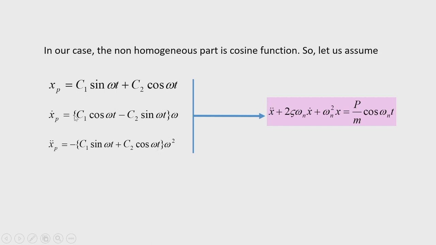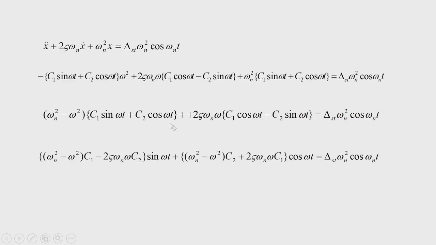So, when x p, x dot p and x double dot p are substituted in the differential equation, we get the left hand side as minus omega square into c 1 sin omega t plus c 2 cos omega t, of course, the negative sign is there, that is x double dot. Then we are getting 2 xi omega n omega into c 1 cos omega t minus c 2 sin omega t, because it is with the velocity term. So, the first derivative was taken and omega was coming here. Similarly, in case of the third term, omega n square, and then x whatever we assumed we have written here.